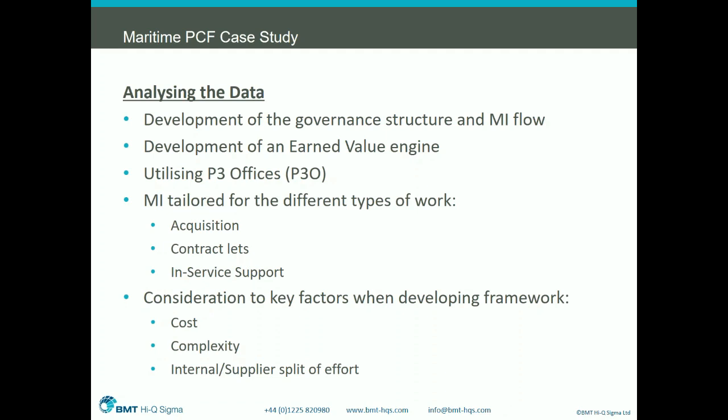Next was looking at management information tailored to the different types of work that they did. So examples being they have big acquisition contracts, some projects that are all about letting contracts, and then finally in-service support where it's more contract management. So it's making sure that it was structured to the right level.